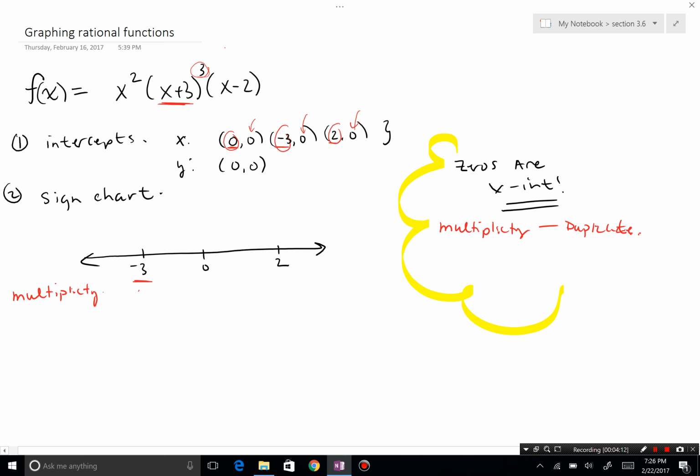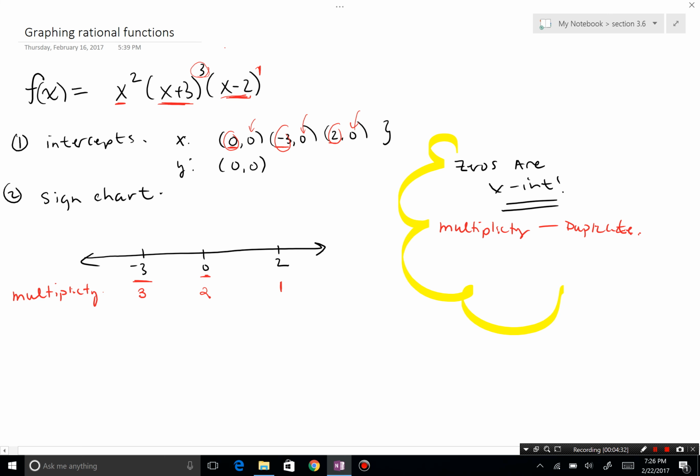So the multiplicity on this is 3. Excuse me, 0 came from this factor of just x, and it's squared. So therefore, the multiplicity is 2. And this 2 came from x minus 2. The multiplicity on that is 1. It's all by itself. All right, so it seems like we're ready to rock and roll.